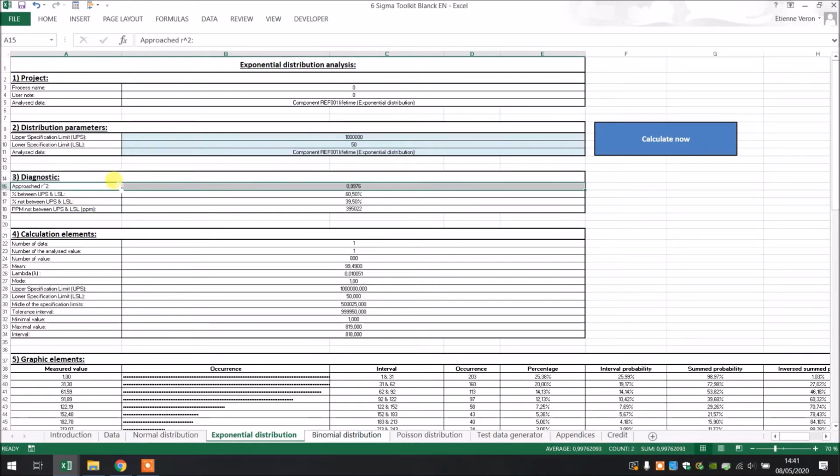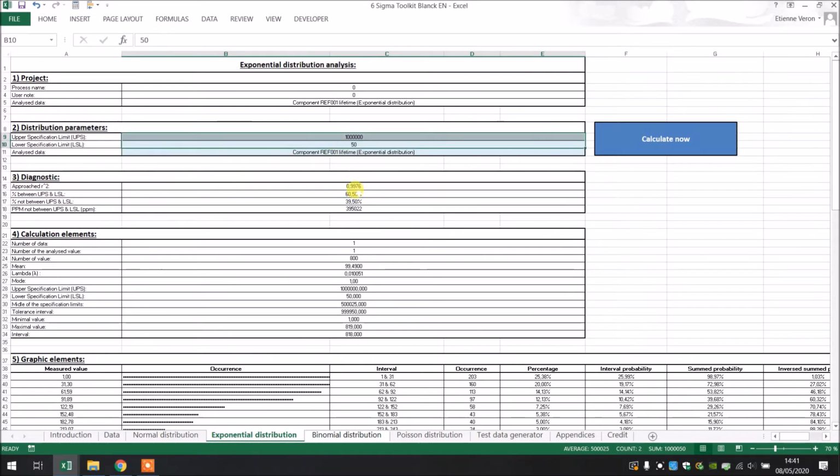So now I have the R-square approach, which must be as close as possible to 1. So now it's 0.99. So we can see by that the exponential distribution can be applied to the data I want to study. And now I have the percentage of values between the upper specification limit and the lower specification limit, and this is 60%.